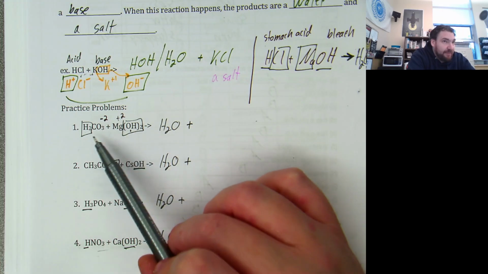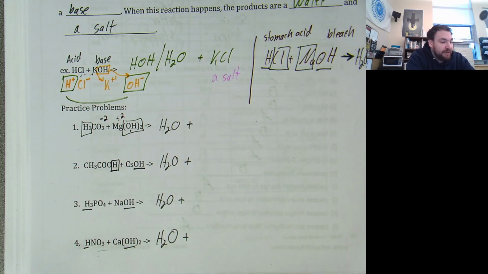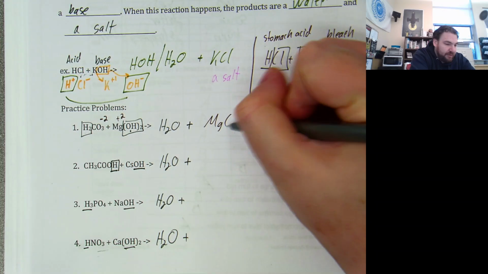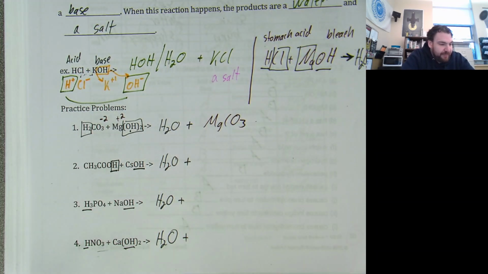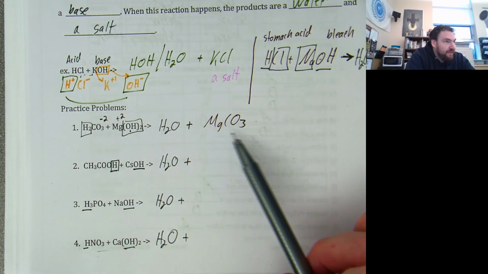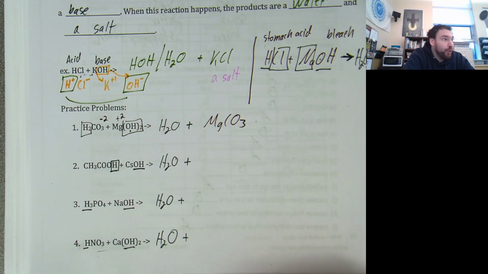when the magnesium and the carbonate come together, what's that formula going to be? It's going to be MgCO3. Good. When the charges are the same, you only need one of each. Or you can swap, drop, and reduce.